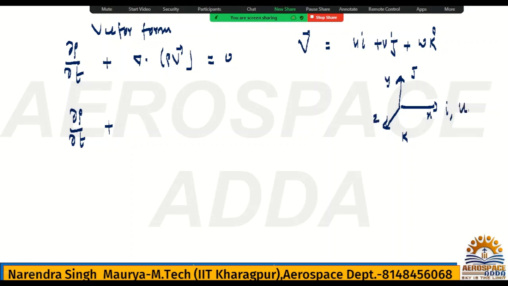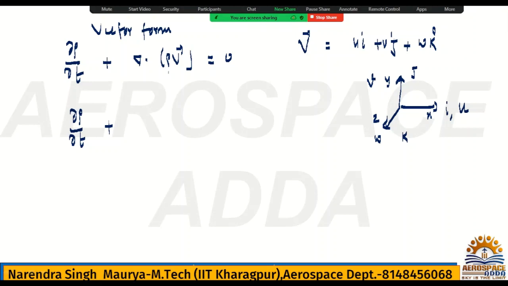In the x axis the velocity component is u, in the y axis the velocity component is small v, and in the z direction the velocity component is w. If you write capital V vector, it means you are writing for 3D, so all three components will come. If it is 2D flow, then only two components, u and v, or u and w, or v and w. If it is 1D, then you can choose any one of u, v, w.